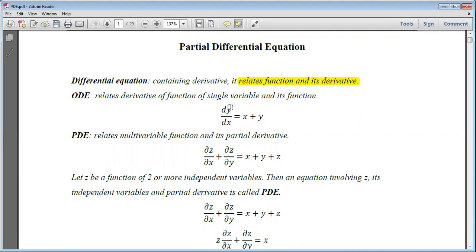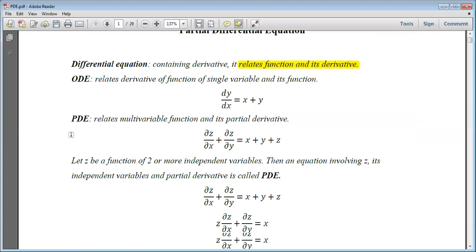A function of a single variable. Here, y is a function of the single variable x. So y is the dependent variable and x is known as the independent variable. So dy by dx is the derivative of y with respect to x, and the function of y may be x plus y, xy, or whatever it may be. So it is a relation between the derivative and its function. That kind of equation is known as an ODE.